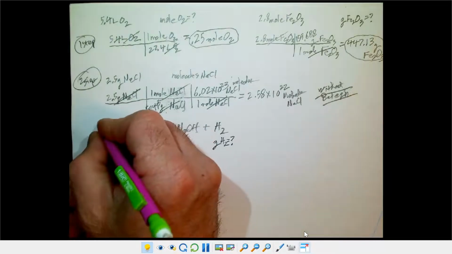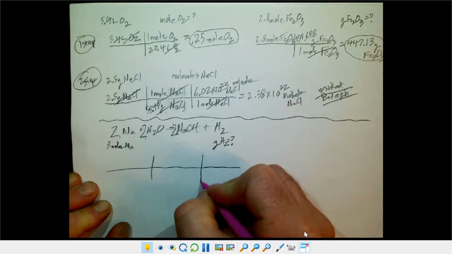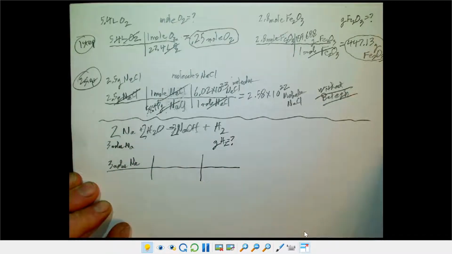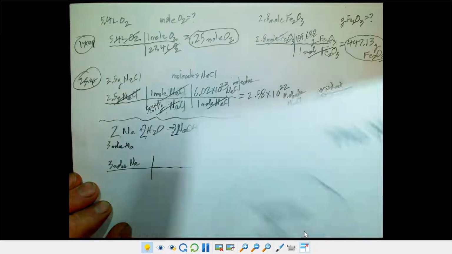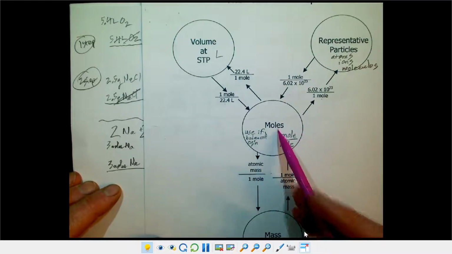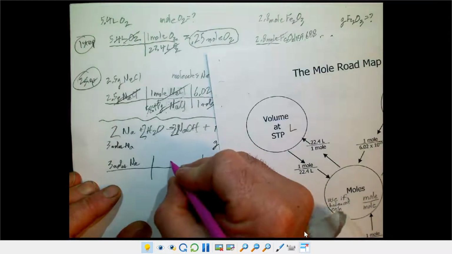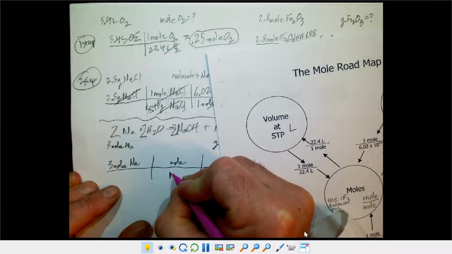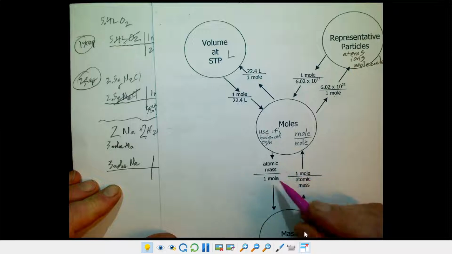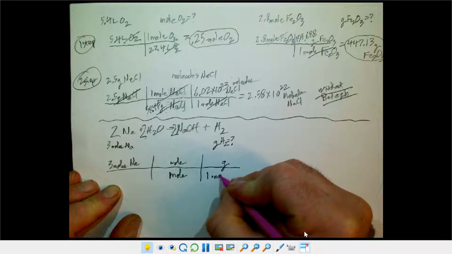So again, keep these separate. We go ahead and set up our grid, start with our 3 moles of Na, and let's take a look where we are on our mole map. So we want to go from moles to grams, but we have to be careful, we have an equation. So going from moles to grams, this is our first step. It's mole over mole. And then we're going to have atomic mass over 1 mole. So grams over 1 mole.